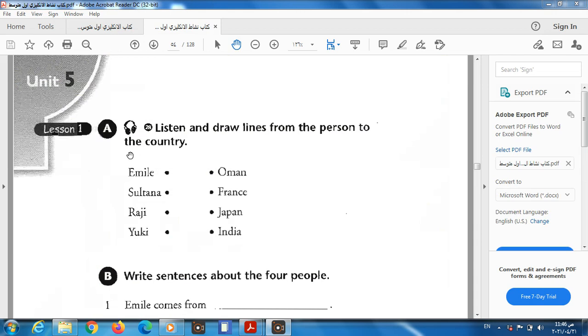Now move to your AB Unit 5 Lesson 1 at page 54 صفحة 54. Listen and draw lines from the person to the country. Person الشخص to the country والدولة. تتذكر من جمعنا كلمة country الواي حولناها إلى I وضفت ES. Now you have to draw line from the person الشخص to their countries.